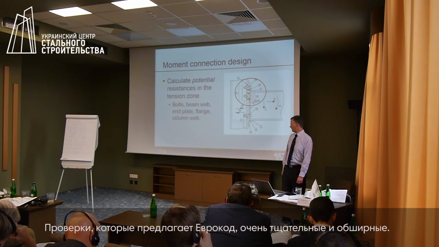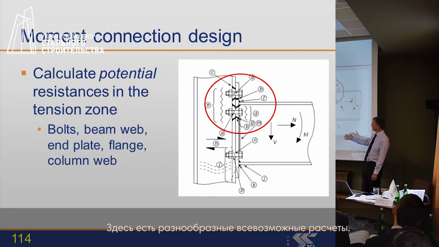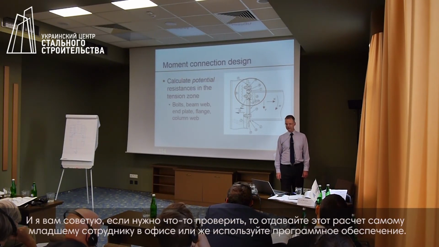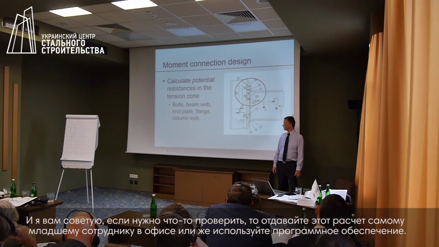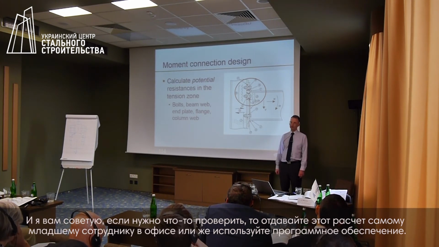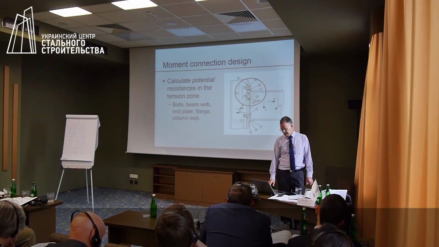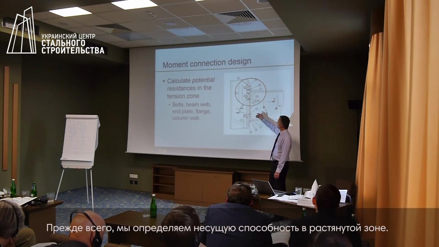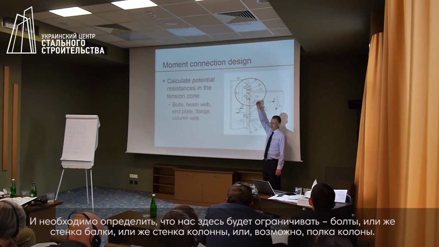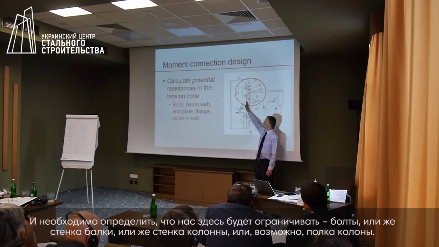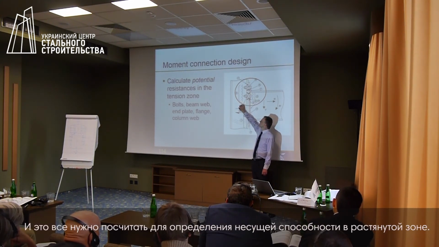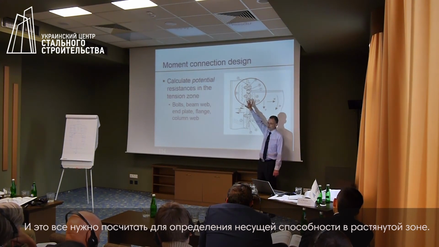The checks in the Eurocode are very comprehensive. Here you have an indicator of the sorts of checks that you will carry out. So my recommendation is give it to the youngest person in the office or use software. First of all, we calculate the resistance in the tension zone. So are we limited by the resistance of the bolt, or the beam web, or the end plate, or the column flange, or the column web? One of those will limit. And that will establish the resistance of the tension zone.